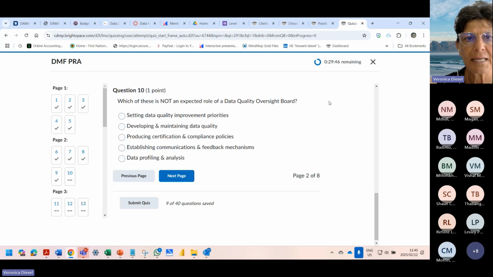Which of these is not an expected role of a data quality oversight board? Now I think oversight board, we've got the people that aren't actually doing the work, they're just overseeing the work. What do we expect them to be not doing? Data profiling and analysis. Yeah. Next page.